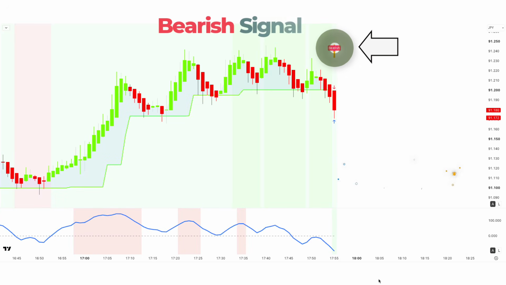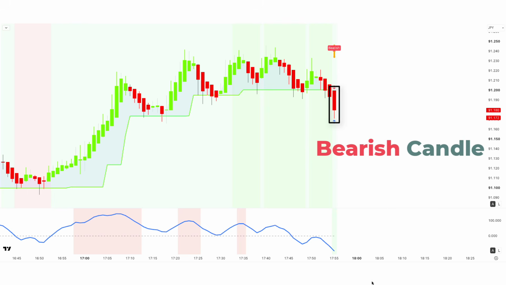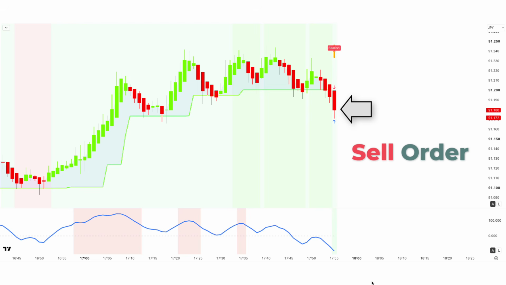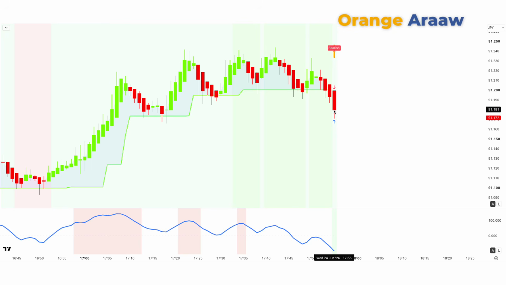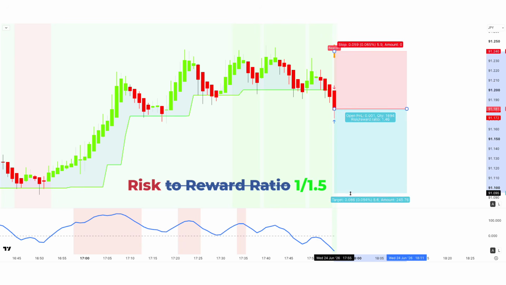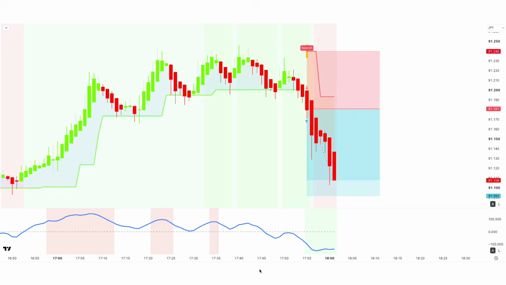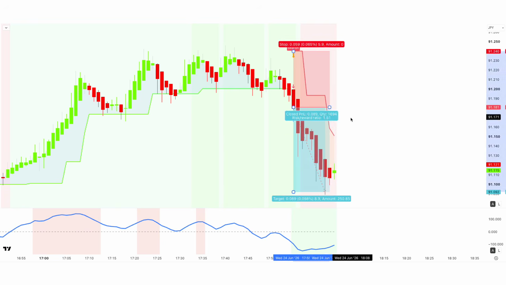When the Domination PRO arrow points down, this indicator gives a bearish signal. The blue line of Noro's Wave Trend Oscillator V1.0 should be below the 0 line. When the market forms a bearish candle and this condition is fulfilled, then we will place a sell order. Our stop loss is to be placed at the orange arrow. And the risk to reward ratio will be 1:1.5. The market has completely hit the target.